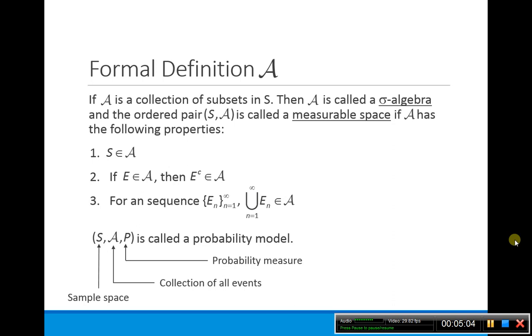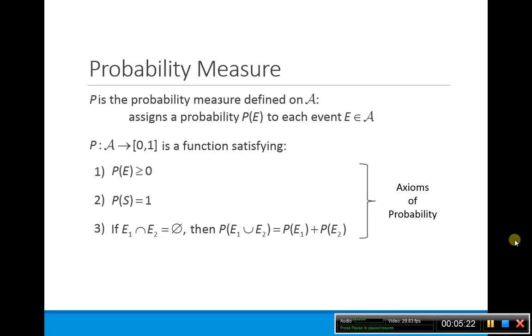So going back to our probability model, we had our sample space. Remember, that was all of our possible outcomes. We had our script A, which is the collection of all events or all subsets of our sample space. We also have P. So we need to talk about the P part, the probability measure, in our probability model. The probability measure assigns some probability to each event in script A. So it's what's the probability of that event happening?